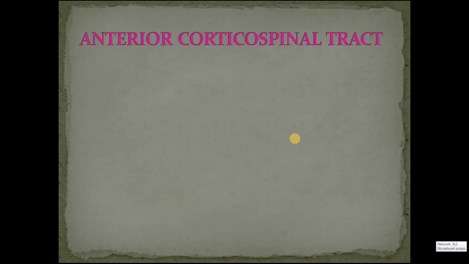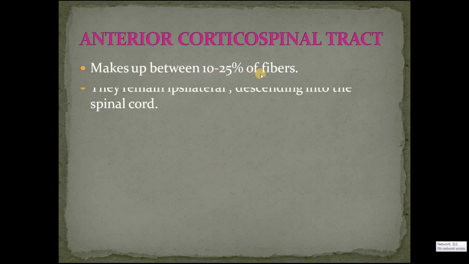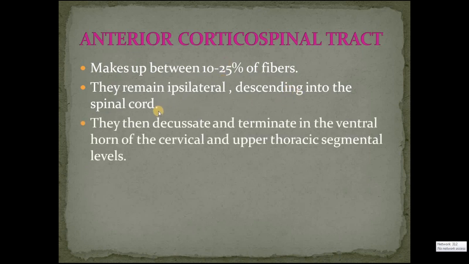Now the anterior corticospinal tract. It makes up between 10 to 25% of the fibers. They remain ipsilateral, descending into the spinal cord. They then decussate and terminate in the ventral horn of the cervical and upper thoracic segment.